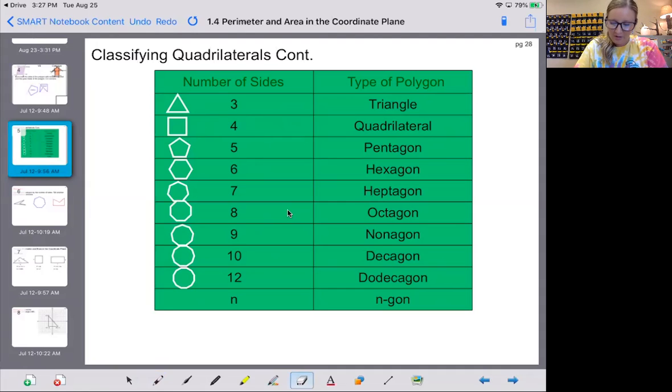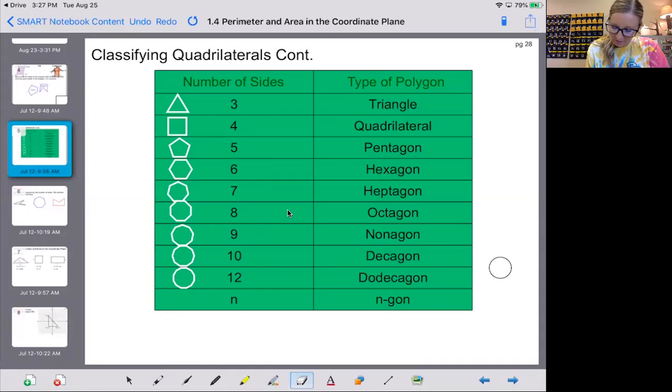5-sided is pentagon, 6-sided is hexagon, 7-sided is heptagon, okay? 8, of course, you guys know is octagon, kind of like octopus, has 8 sides. Number 9, or 9 sides, kind of a weird one. It's called a nonagon. 10 is decagon.